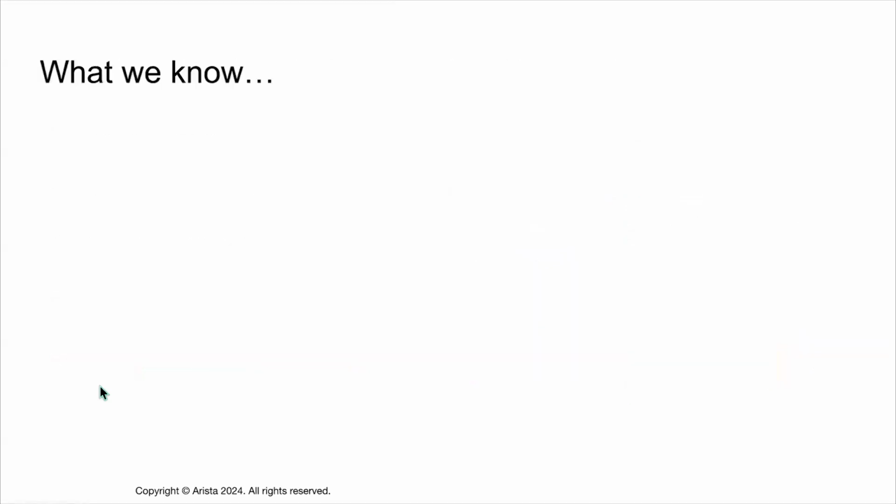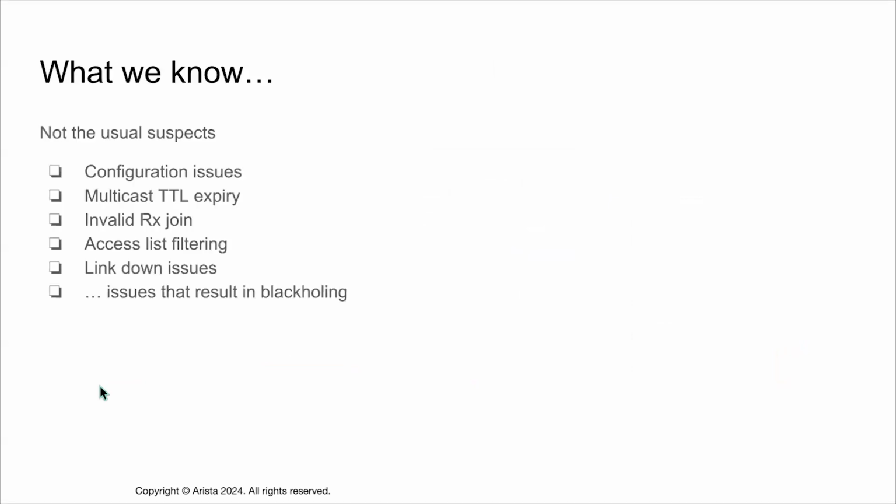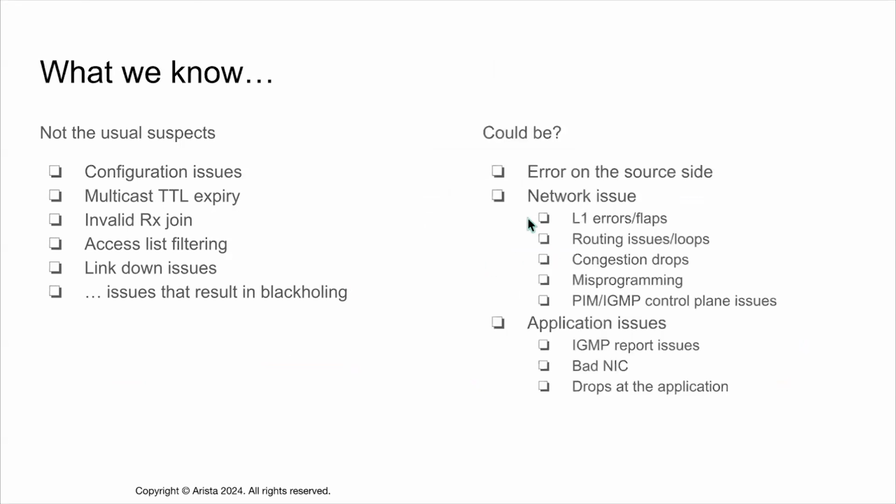Now, right off the bat, since the problem is periodic gaps, we can rule out typical issues that are listed in the slide that usually translate to traffic blackholing, and we've actually already covered a lot of these scenarios in our previous multicast webinars. That being said, we still have a pretty big scope because the issue could be at the source side, network side, or even the receivers. And I have listed some causes here that are top of mind for issues related to gaps.